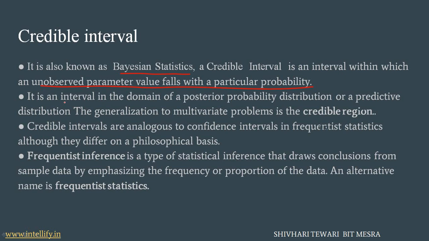So it is an interval in the domain of the posterior probability. That means a probability distribution which is based on previously happened events. Then it is the interval domain of that kind of distribution, or we can say the predictive distribution. That means prediction of events on the basis of previously happened events, and then calculating the probability of that on the basis of those posterior events. So this kind of interval is known as a credible interval.